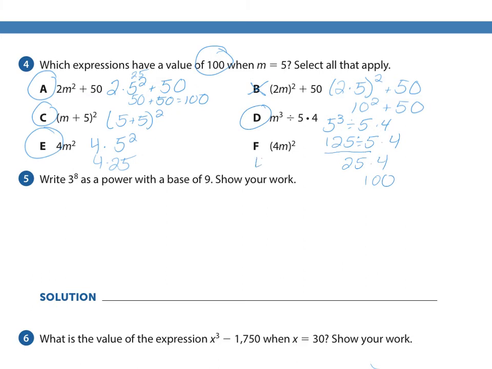The last one, in the parentheses, 4 times 5 squared. 20 squared, 20 times 20 is not 100. So I know I can give it as not correct.